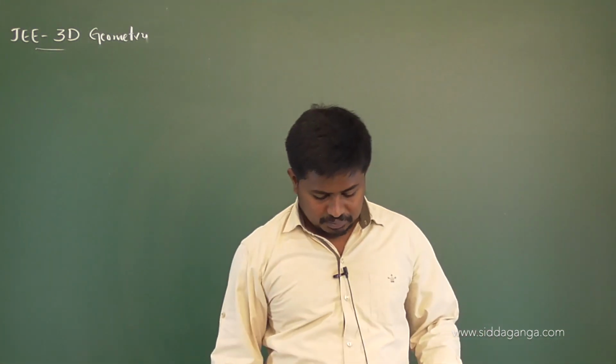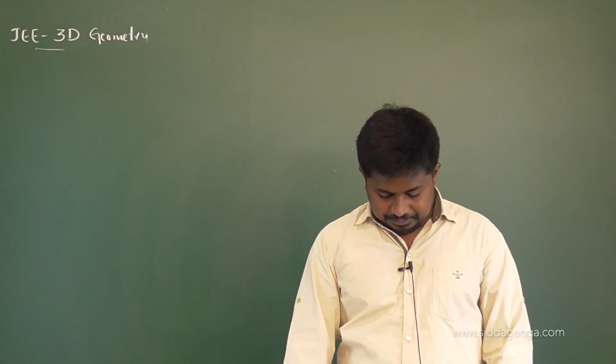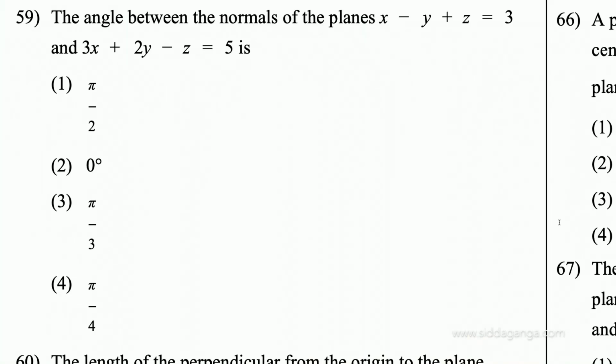Yes, so let me move to question number 59. The angle between the normals of the planes. Yes, students, we know that the angle between the normals is same as the angle between the planes, right? So same as before, angle between the planes is same as angle between the normals. So A1, B1, C1 we have 1, minus 1, 1, and A2, B2, C2, 3, 2, minus 1. So these are the ratios of the first normal and the second normal, same as before.